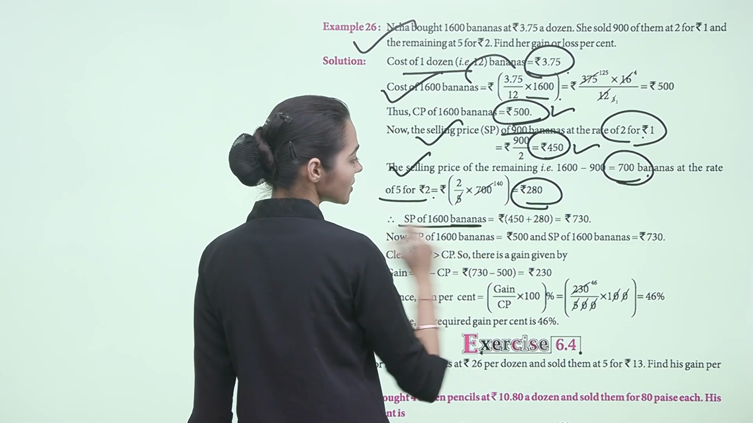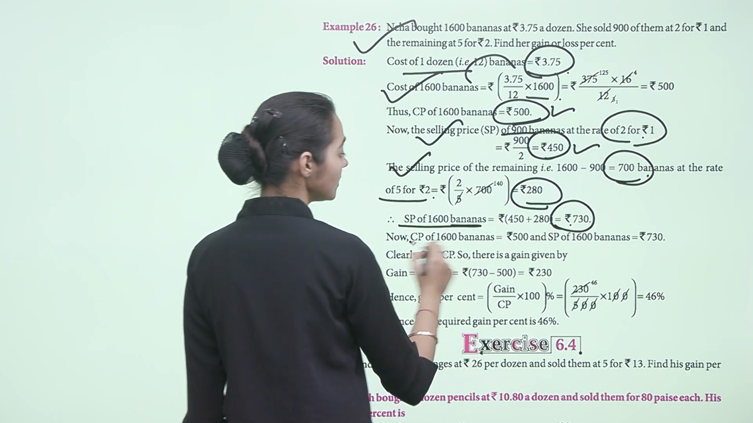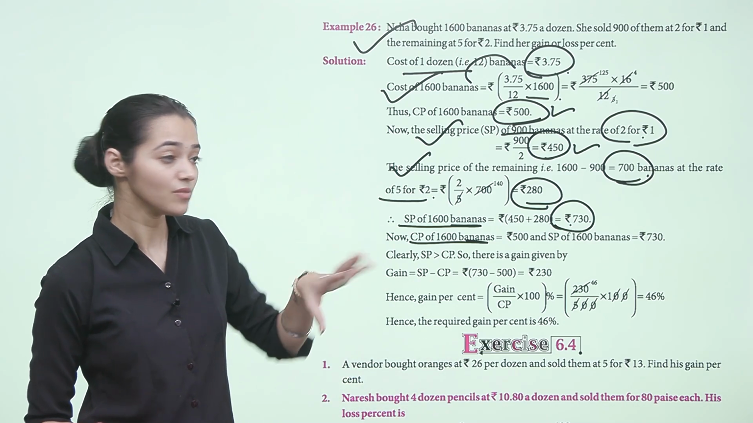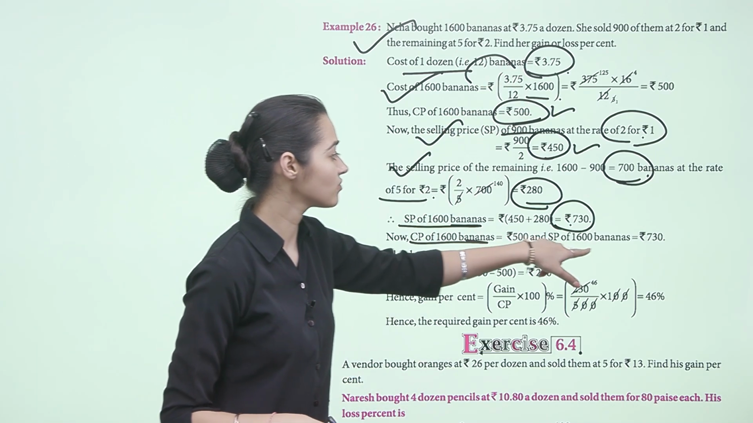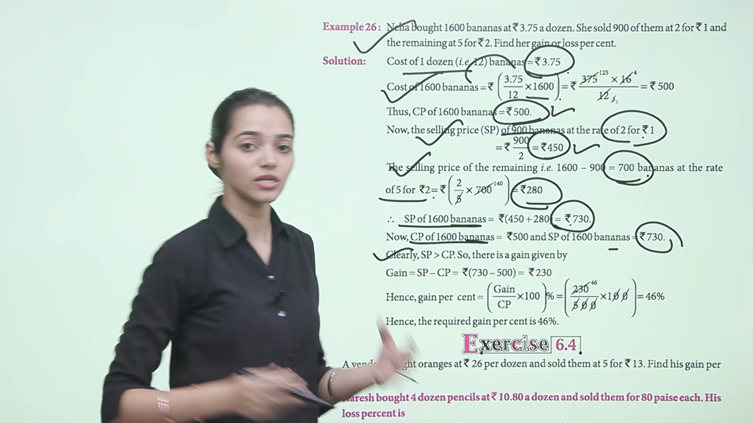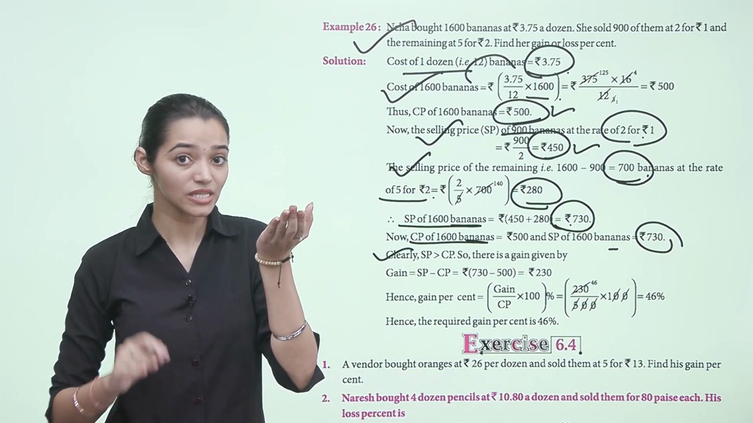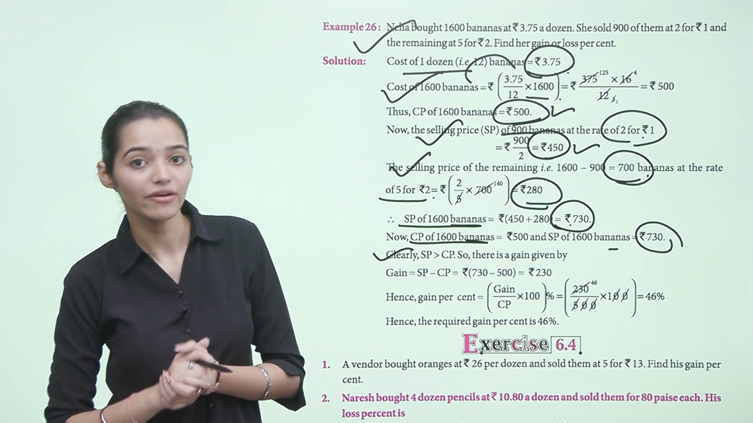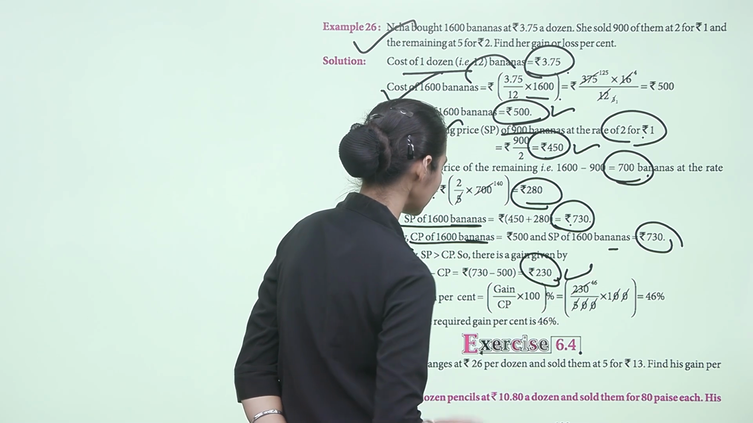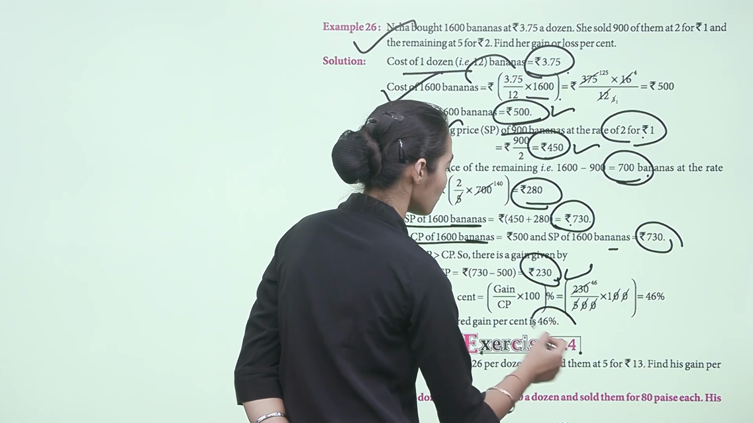Now the selling price of 1600 bananas is 730 rupees and the cost price for all the 1600 bananas is 500. Now we know that the selling price is greater than the cost price, which means here we have a gain percent, a profit has happened. So 230 rupees is our gain, and the gain percentage is 46%.